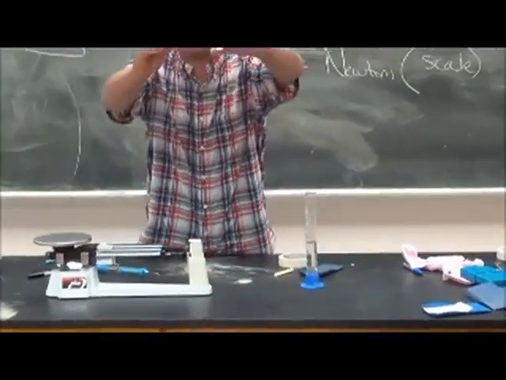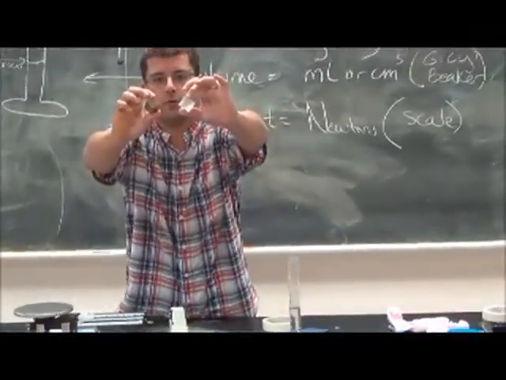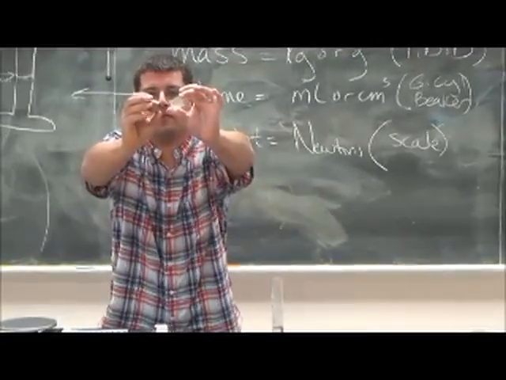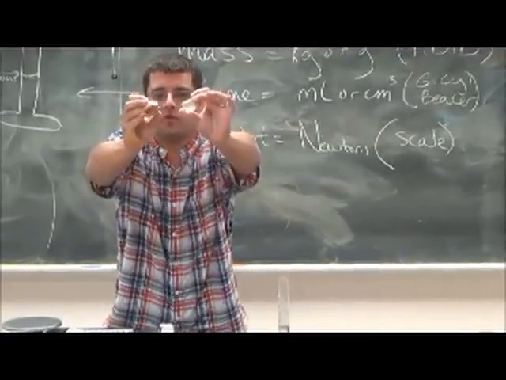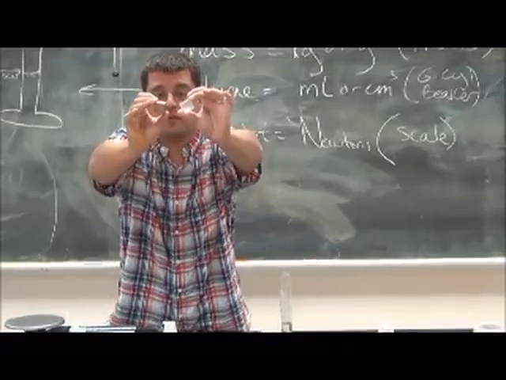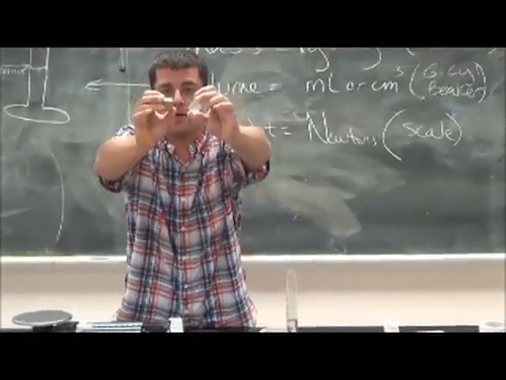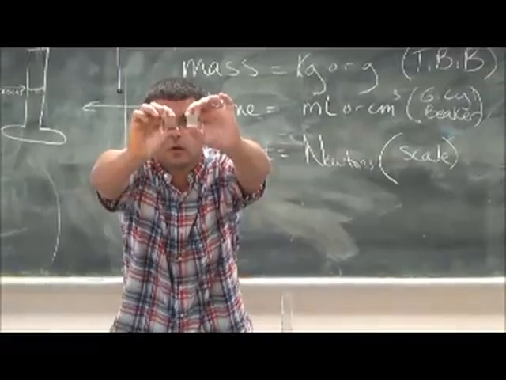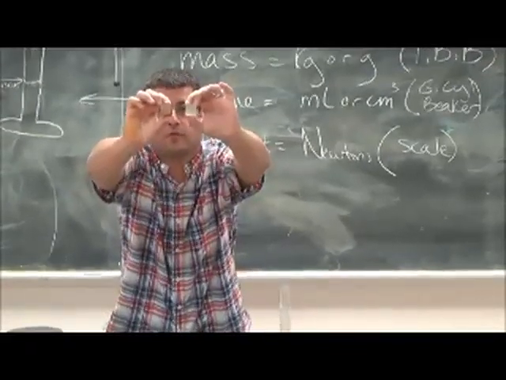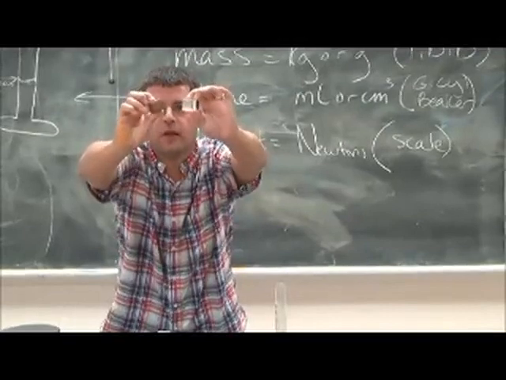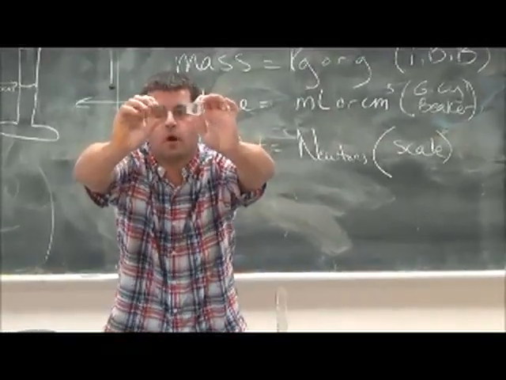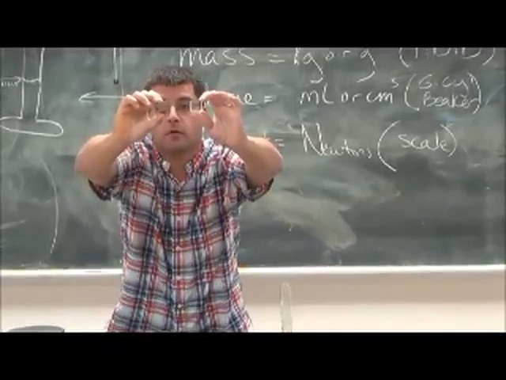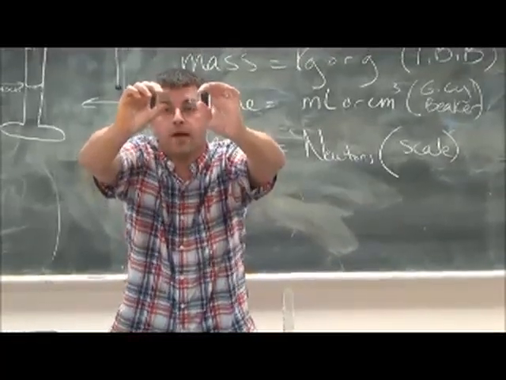So right here I've got two cubes. Okay, so they look alike. So mass is the amount of matter. We talk about volume being the amount of space they take up, and weight is the amount of gravitational pull. If you see these two cubes, they look like they're the same size. They both take up the same space. They both have the same volume. But do they have the same mass?